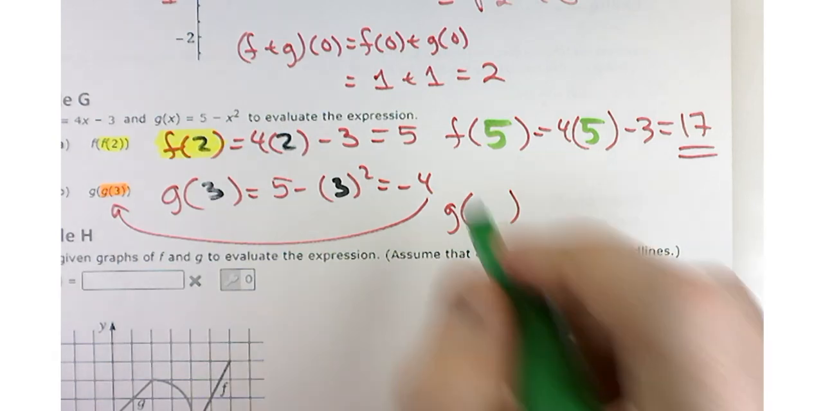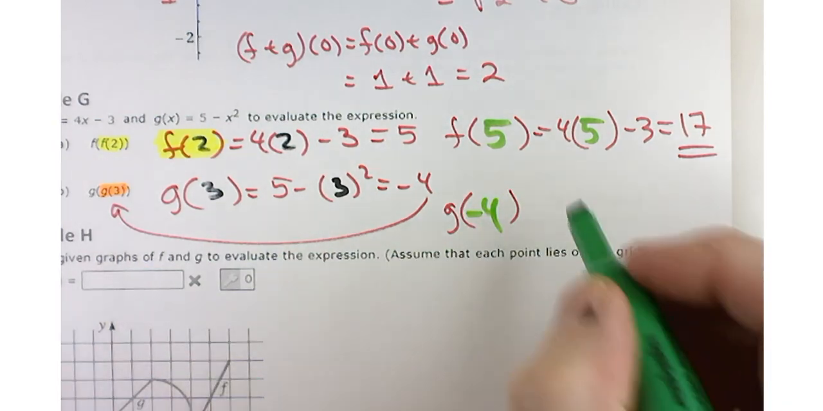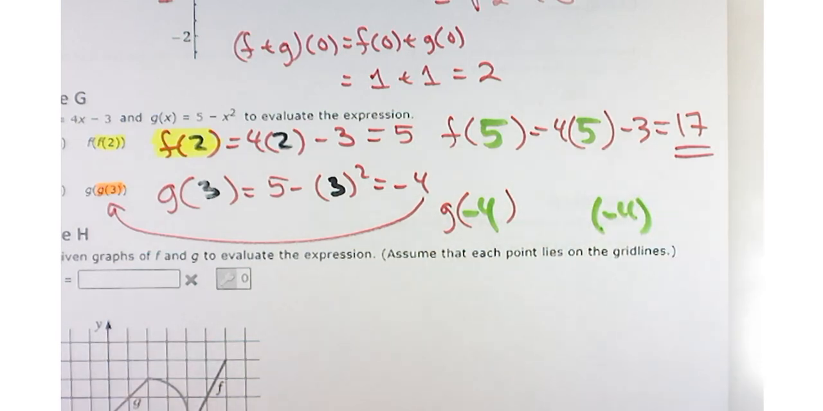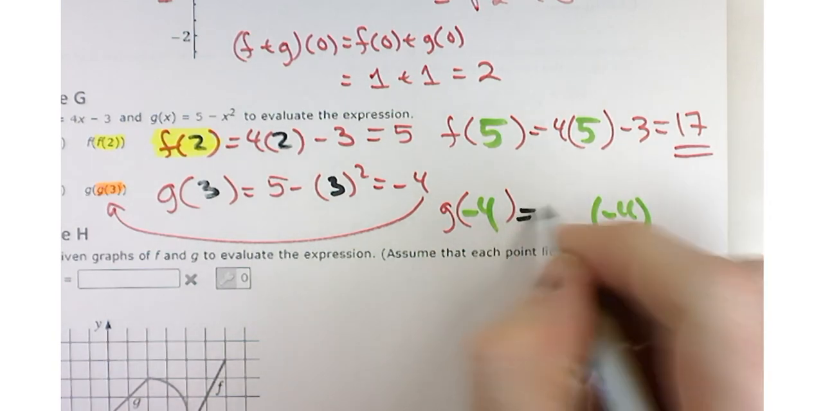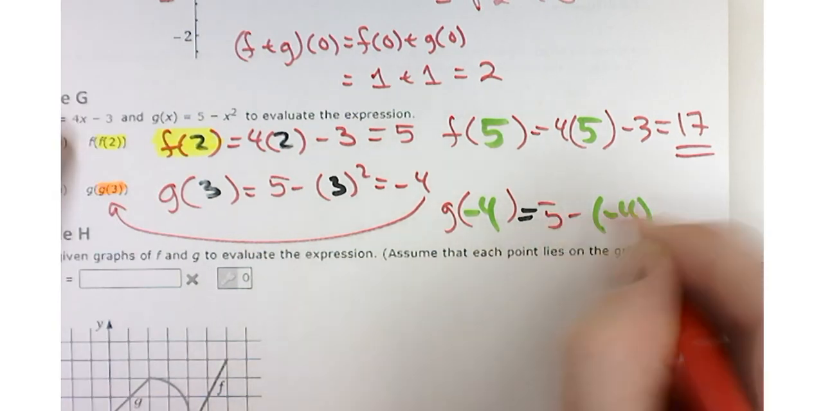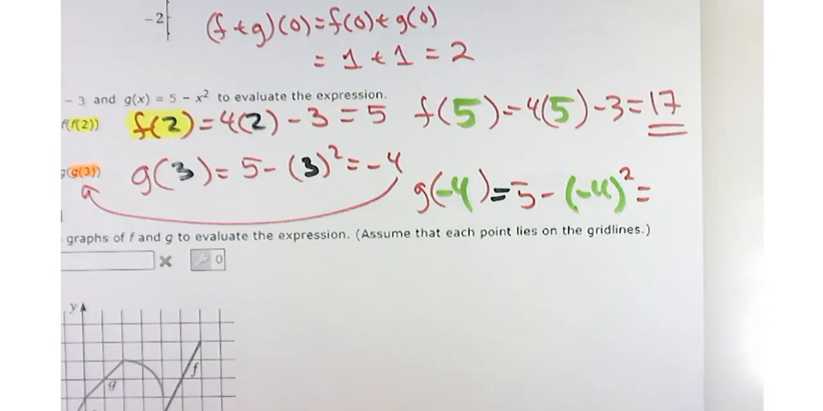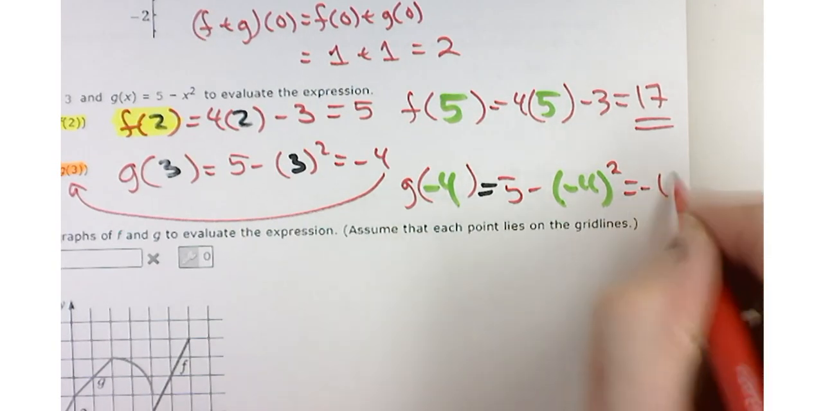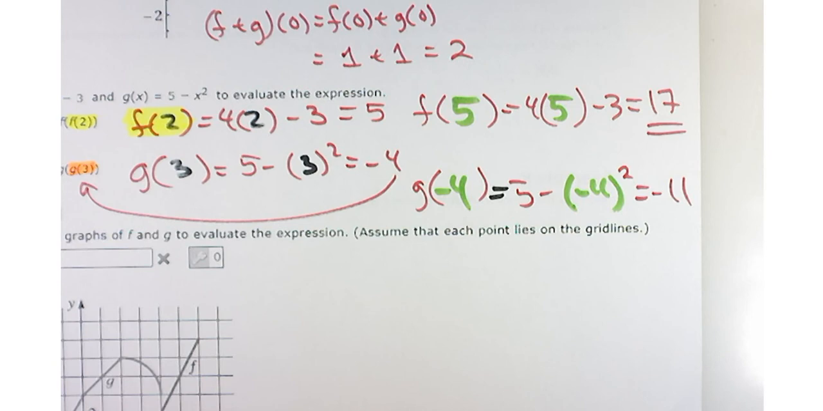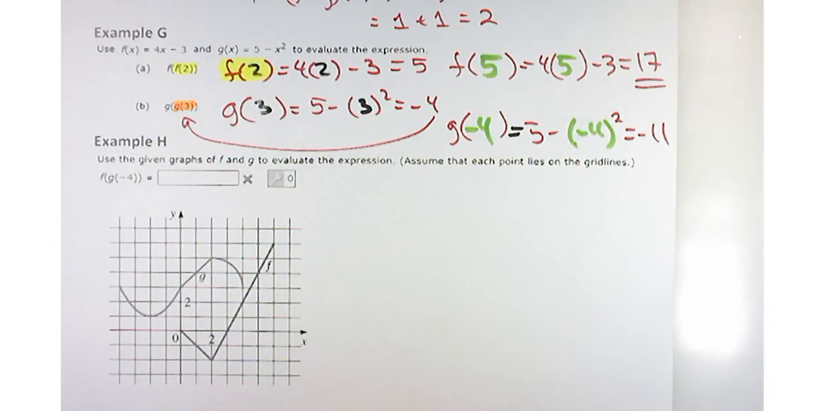And I'll do it the same way I did before. g of negative 4 is going to be 5 minus negative 4 squared. So 5 minus 4 squared. What'd you guys get? Negative 11. 5 minus 16 is negative 11. Wonderful. All right. Looking good on example G.